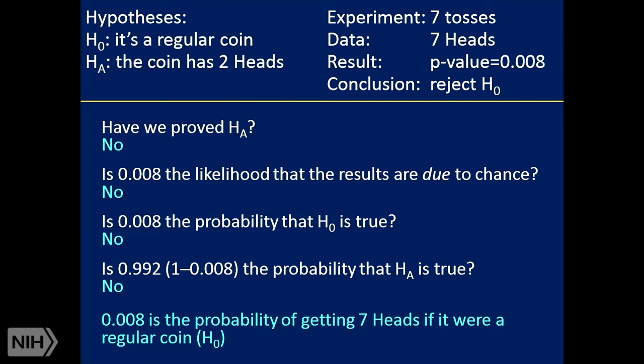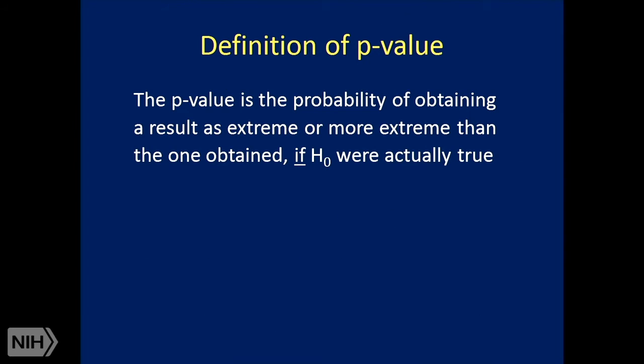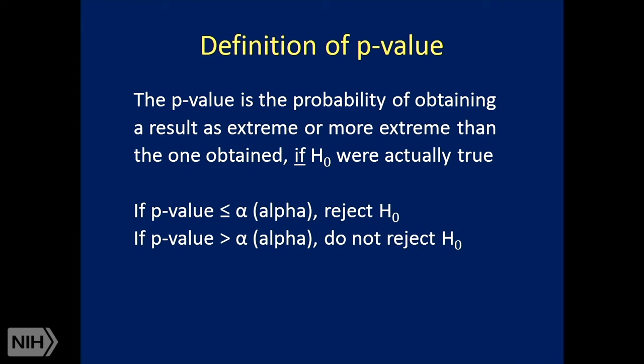You're not proving anything. You're not saying this is the chance that it is true or the chance that it is false. You're just saying this is the chance of getting what I got if the null hypothesis were true. So now we can really just repeat what I just said, which is the definition of a p-value. The p-value is the probability of obtaining a result as extreme or more extreme than the one obtained if H0 were actually true. And if the p-value is less than or equal to alpha, usually 0.05, we reject H0.